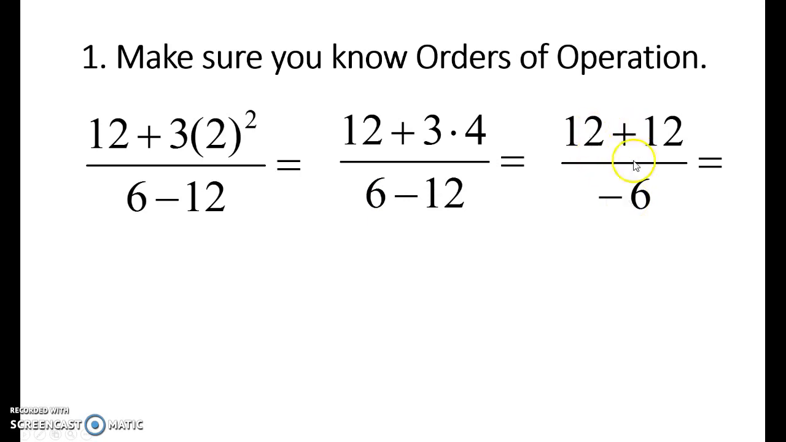Let's continue to simplify the numerator. 12 plus 12 is 24. I don't know why that didn't pop up, but it's 24. And positive 24 divided by negative 6. Positive divided by negative is negative. 24 divided by 6 is 4. So it's negative 4. If I went too fast, you can slow down by hitting the pause button.